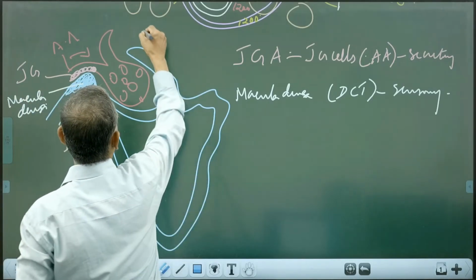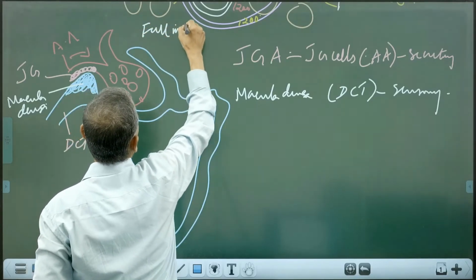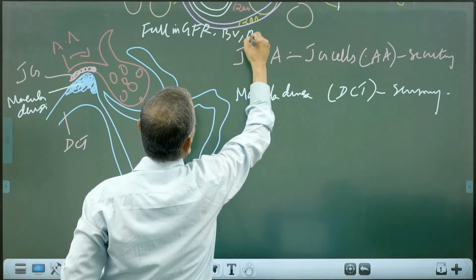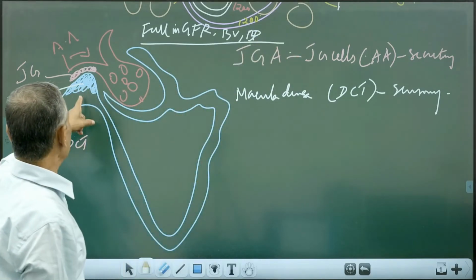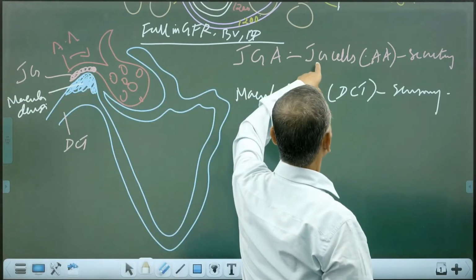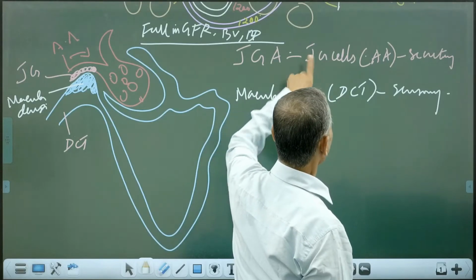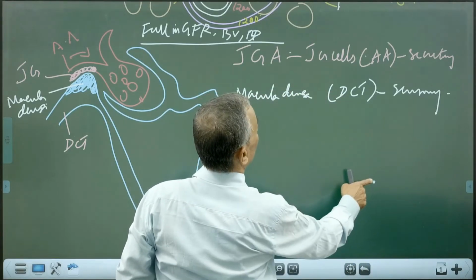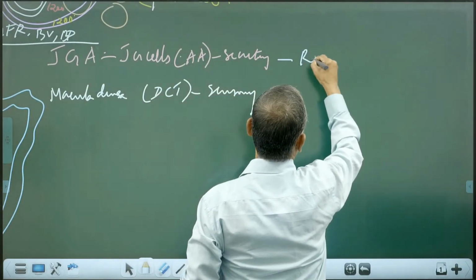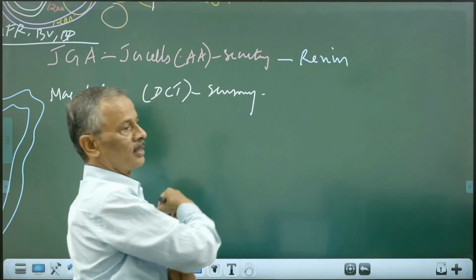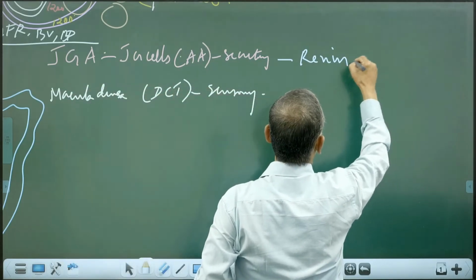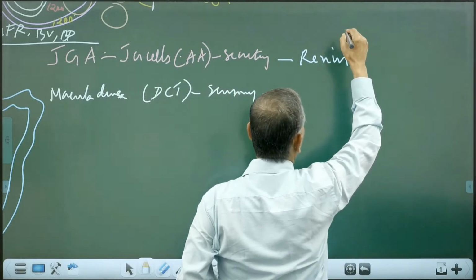If there is a fall in GFR or blood volume or blood pressure, immediately the macula densa understands and will activate the JG cells of the juxtaglomerular apparatus. Now this will secrete a hormone enzyme called renin. Spelling is RENIN, because we have studied renin. This renin is activating a protein present in blood.